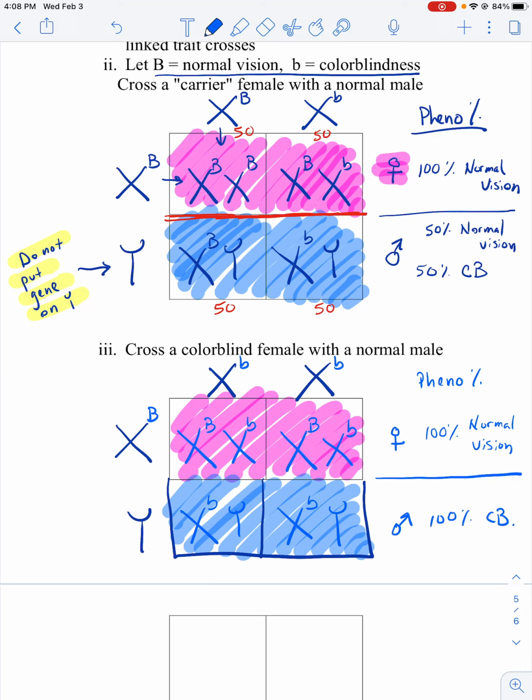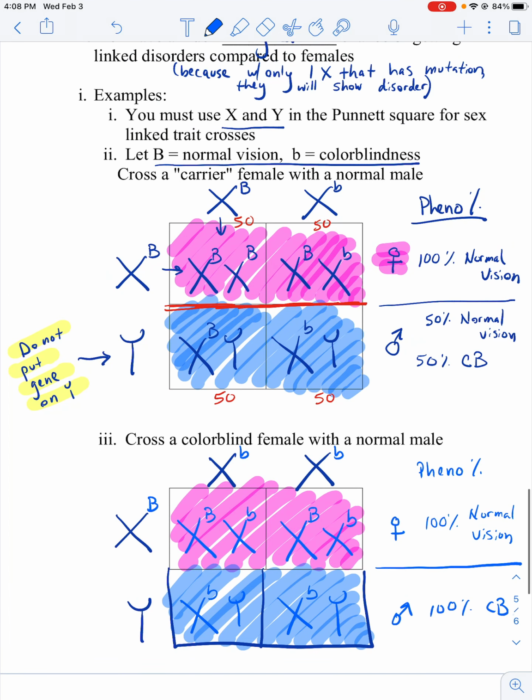If a mother is colorblind, all of her sons are going to be colorblind because she will always pass a colorblind X to her son because the Y is coming from the father. And that's the only allele she has to give. So colorblind mothers will have colorblind sons.